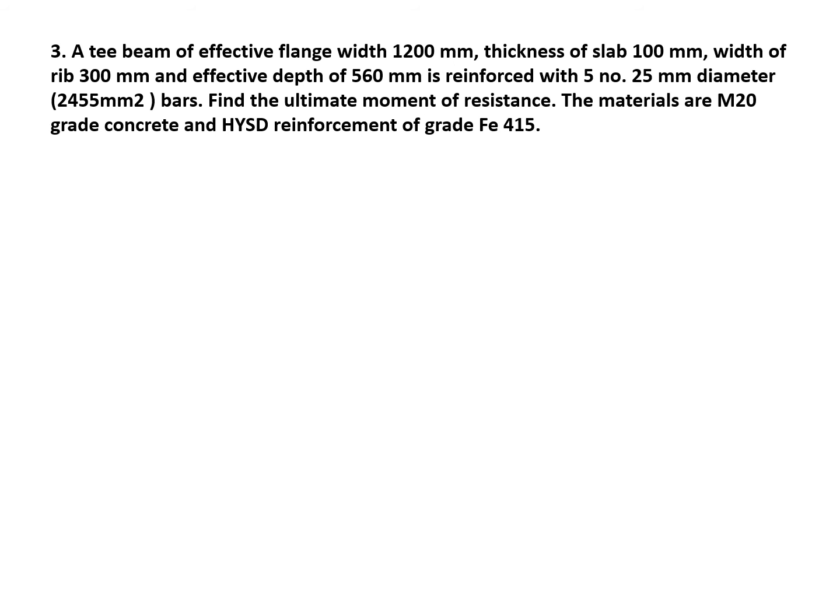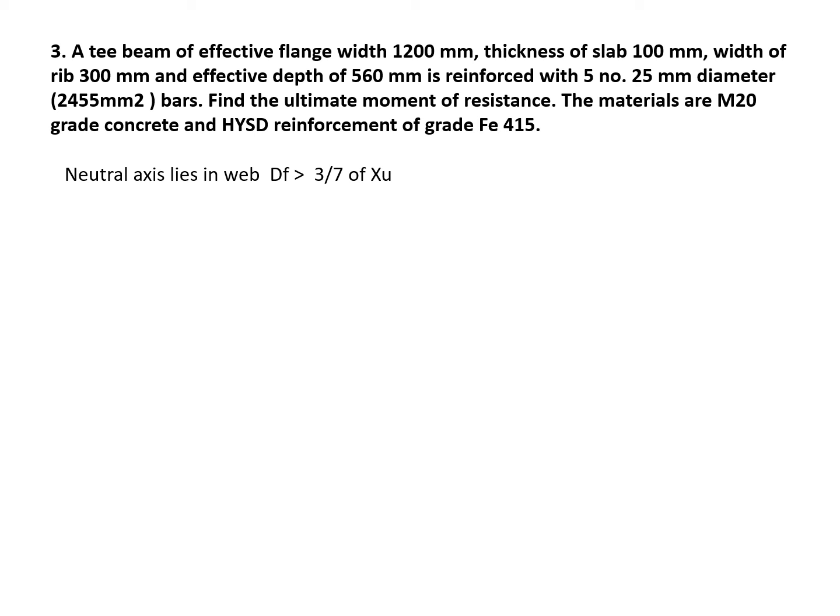Now the last case. A T-beam of effective width 1200, slab thickness 100, width of rib 300, effective depth is 560, 5 bars of 25. Area is given as 2455 mm square for the 5 bars of 25. Find ultimate moment resistance. Actually, there is an error in calling. We should call it limiting moment resistance. Okay. Material is M20 and steel is Fe415.